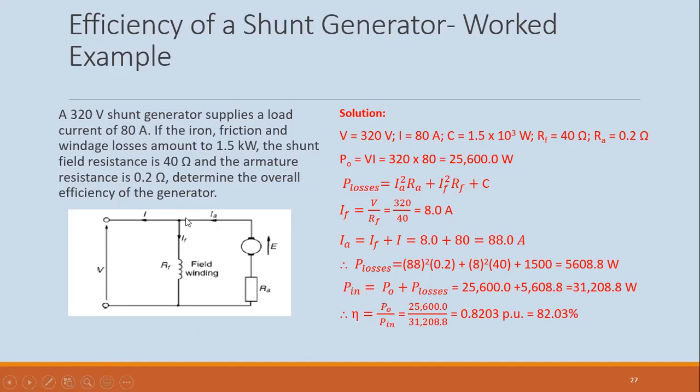Now, IA from Kirchhoff's current law is... Student: What is iron? What is the iron loss? Instructor: The core loss. Oh, okay. All right. So just as in the transformer, the core loss is also called the iron loss, because it's actually taking place in the magnetic material, which is a ferromagnetic material, so hence iron.